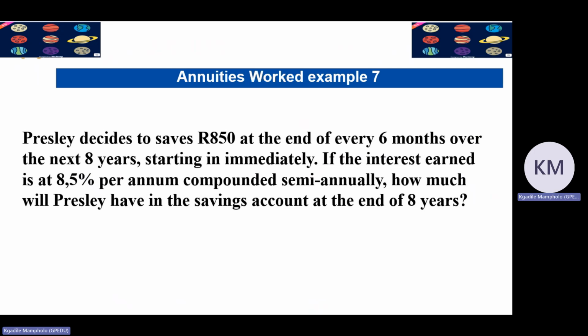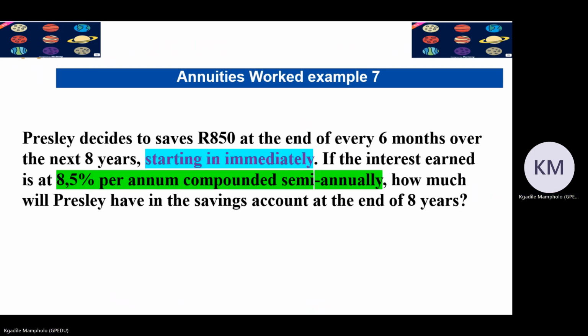Presley decides to save 850 at the end of every 6 months over the next 4 years. So over the next 8 years, starting immediately. If the interest earned is at 8.5% per annum compounded semi-annually, how much will Presley have in the savings account at the end of 8 years? As we always do, highlight or underline the keywords, starting immediately and also compounded semi-annually.